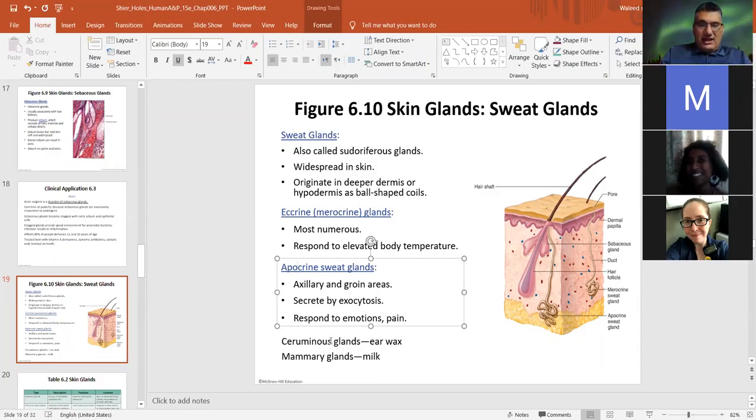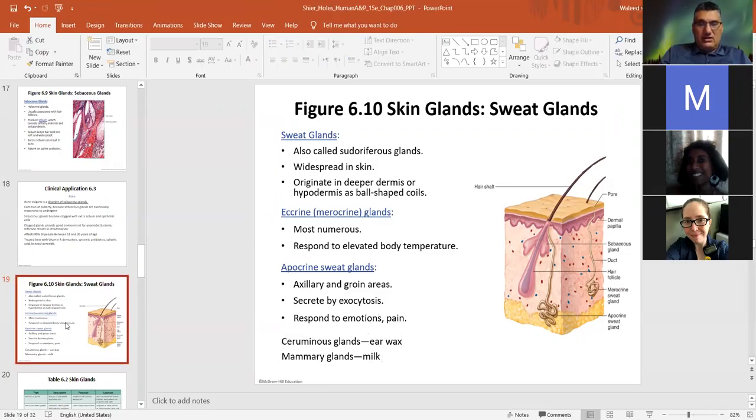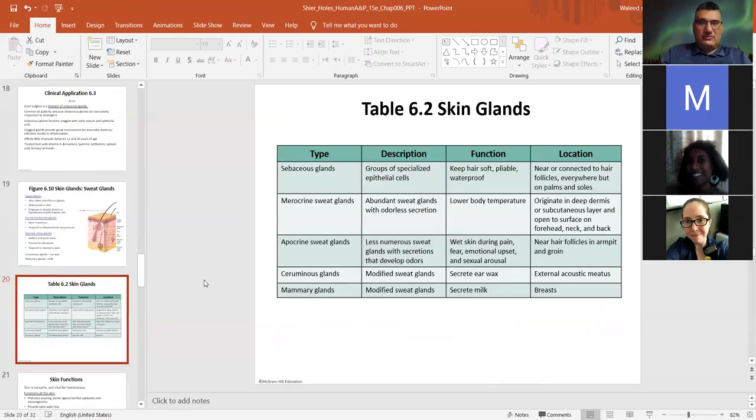Ceruminous gland, again, the name comes from the secretion. It secretes cerumen, which is the earwax. Mammary gland, this is the gland that secretes milk. The mammary gland is obviously the breast during the active period, which is during pregnancy and lactation.